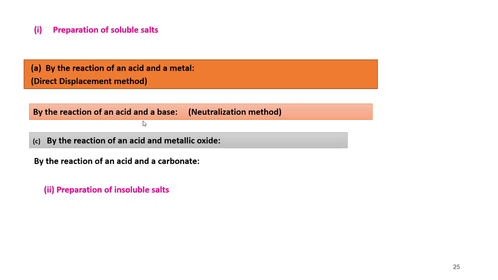Next is the preparation of insoluble salt. You learn how can you prepare insoluble salt. Insoluble salt can be prepared by mixing two soluble salts. हम दो soluble salts को mix करते हैं and two salts are produced. One of them is soluble and the other is insoluble salt. So it was all about the preparation of salts.